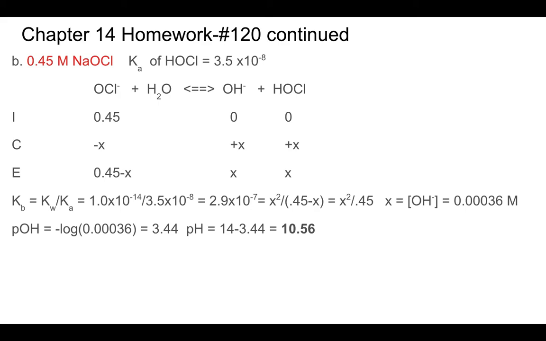Plug in the equilibrium values from the ICE table, and you get x equal to 0.00036. Obeys the 5% rule, and the negative log of it is the pOH, so the pOH is 3.44, so the pH is 10.56.